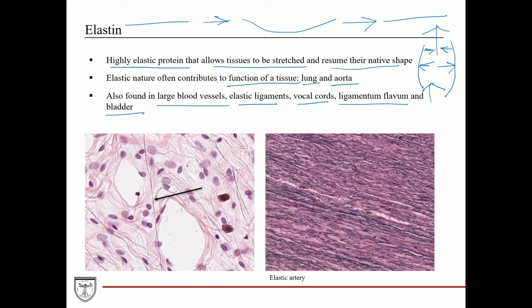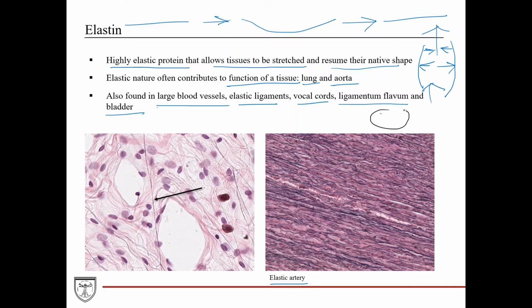Come down to this section here. This is from loose connective tissue. You can see this thready-like structure here. This is an actual elastic fiber where the arrow is pointing. Come over to this section here. This is an elastic artery. And then if you look in this section here, this is the muscular layer of the artery.